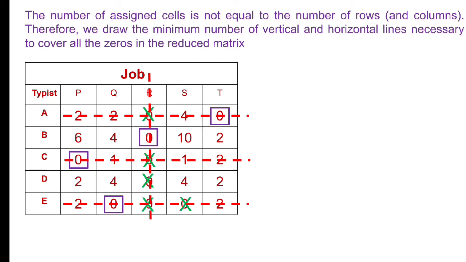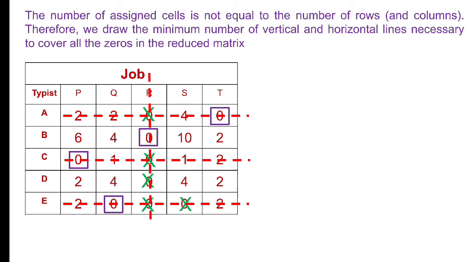So we need to look at the elements not covered by the lines. We need to select the minimum value. Here it is 2. What you have to do? The elements through which two lines are passing will get added.